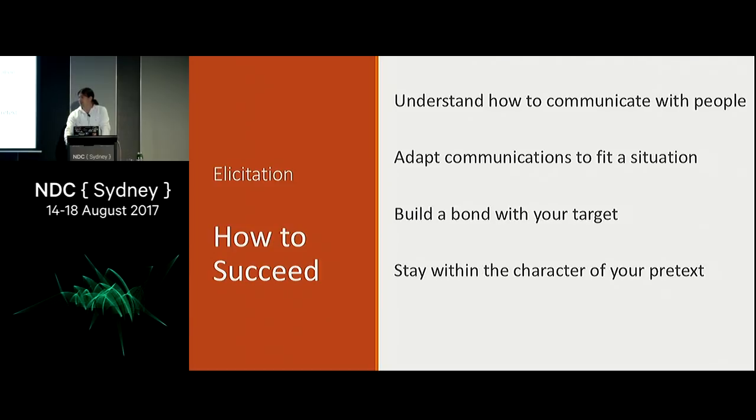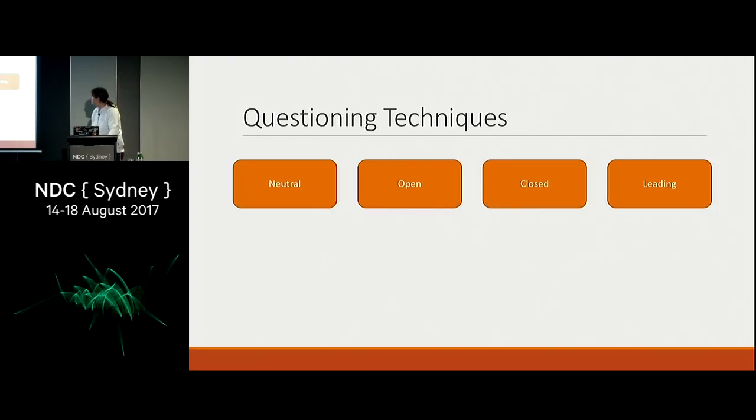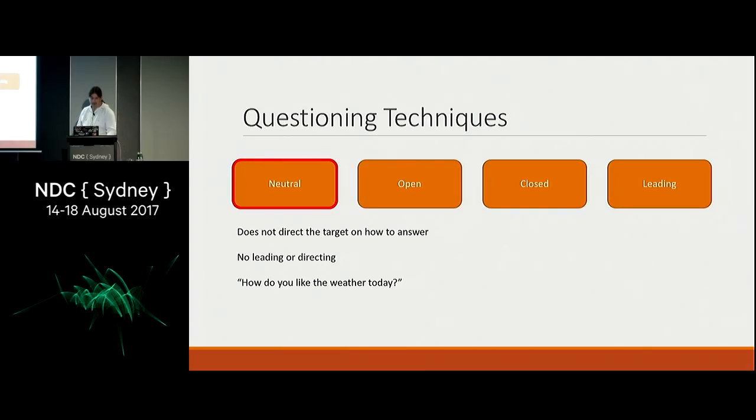And obviously this goes without saying that whenever you're with that person, you have to stay in character. So if you go out of character, or they see you going out of character when you're on the phone, or if they see you around locally, then that's not going to help you. And also, you need to know how to use effective questioning techniques. So we'll look at some of these now. So there are 4 main questioning techniques out there. We've got neutral, open, closed, and leading.